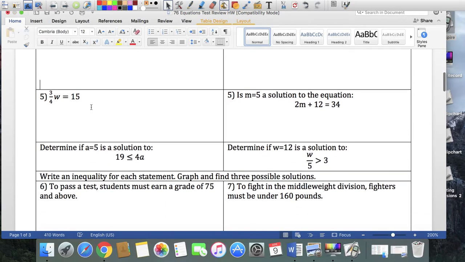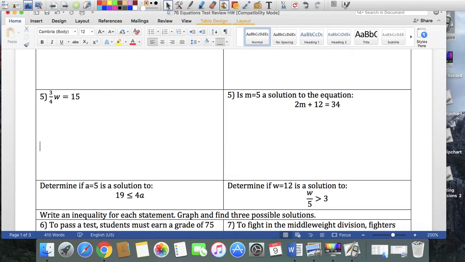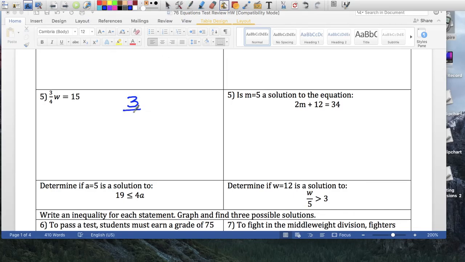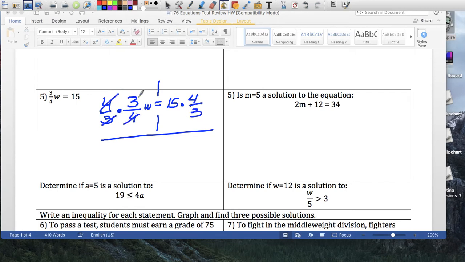Number 5. This one, you're going to use the reciprocal, right? So 3/4 w equals 15. So we want to multiply this side and this side by the reciprocal of this fraction, which is 4/3. And remember, what you do on one side, you do to the other. This whole thing becomes 1, or just w.